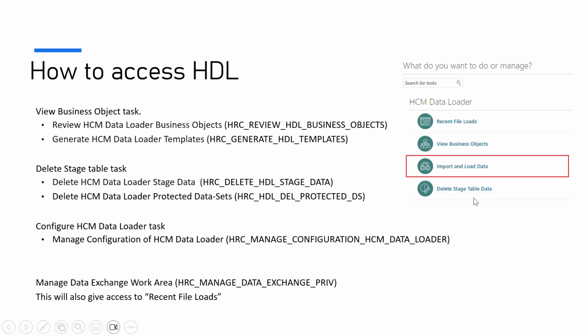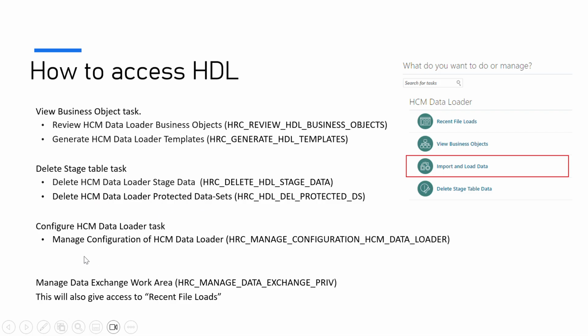The next one is delete stage table. To give access to delete stage table, there are two different privileges. The first one will give access to delete the data from the stage table of normal objects. Okay, if it is not a protected one, I mean to say. The second one gives access to delete the data of security related objects as well. So the user should have this privilege if the user needs to delete security related protected data sets.